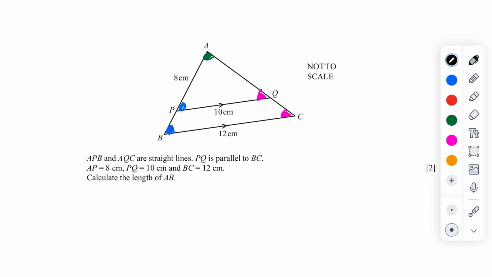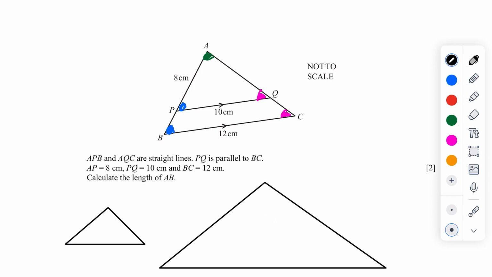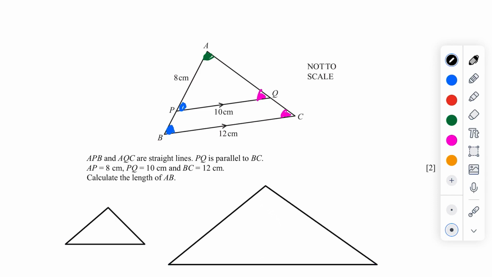So I redraw those triangles. Every time, try to redraw the triangles. So this is a bigger triangle and the smaller triangle. Now populate it: A is on the top, P, B, and Q, C. Pink color angles on the right hand side and blue color angles on the left hand side. This is 8, 10, 12.